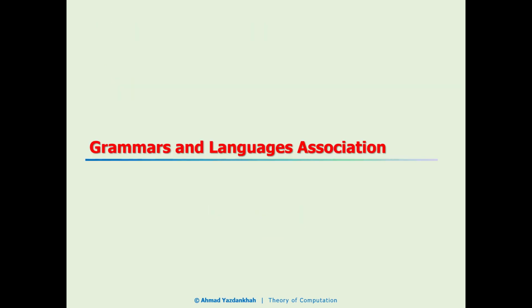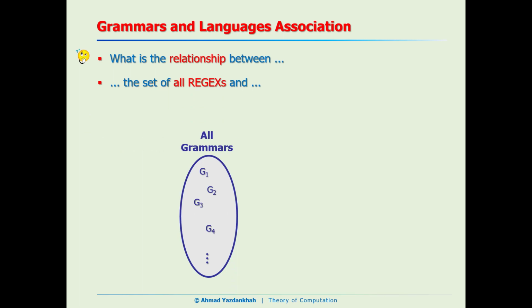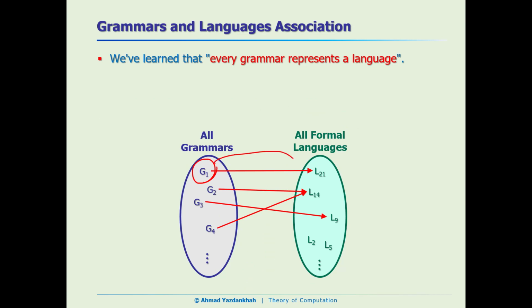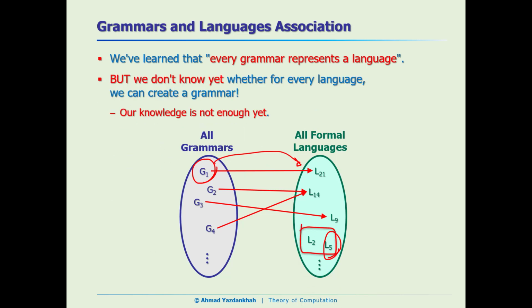Now let's see what the association is between grammars and languages. You know that we are very interested in this relationship. We would like to know how many formal languages will be covered by the grammars. So if we have the set of all grammars here, and we have the set of all formal languages here, the question is, what is the relationship between these two? Definitely every grammar represents a language. Okay, that language may be an empty language, but definitely every grammar represents a language. Is it the case that all of the languages will be covered by a grammar? Yeah, we still need more knowledge. So at least we can respond to one question here: every grammar represents a language.